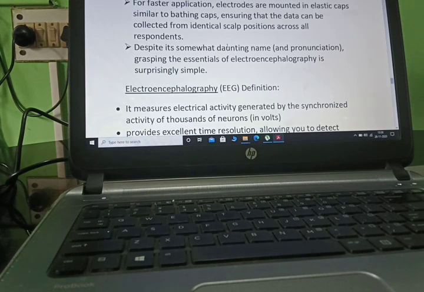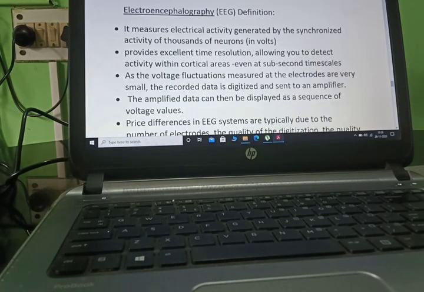Despite its somewhat daunting name, grasping the essentials of electroencephalography is surprisingly simple. Now, it measures electrical activity generated by the synchronized activity of thousands of neurons, providing excellent time resolution, allowing us to detect activity within cortical areas even at sub-second time scale.